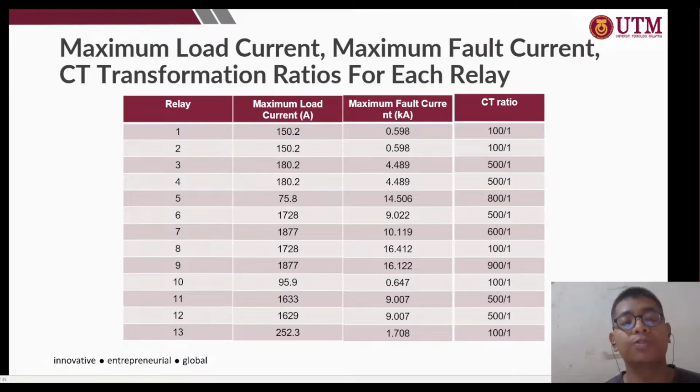In order to find the PU setting and time dial settings, we require the maximum load current, maximum fault current, and the CT ratio from the previous task. This is our table comparing all the requirements to find the PU setting and time dial setting. We will use this in the formula.